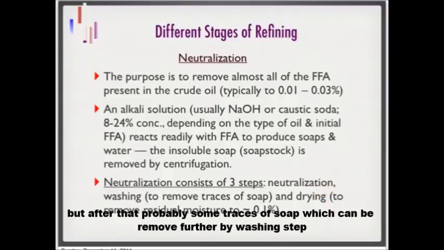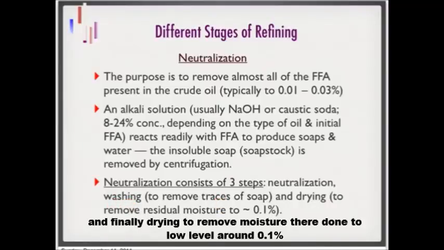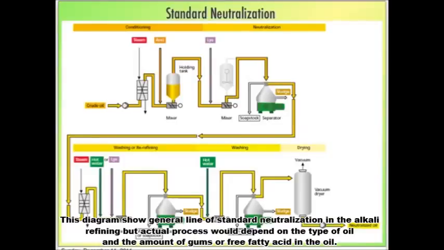But after that, there's probably some traces of soap which can be removed further by a washing step, and finally drying to remove whatever moisture is still there down to a very low level, around 0.1%. This diagram shows a general outline of standard neutralization in the alkali refining, but the actual process will depend on the type of oil and the amount of gums or free fatty acid in the oil.